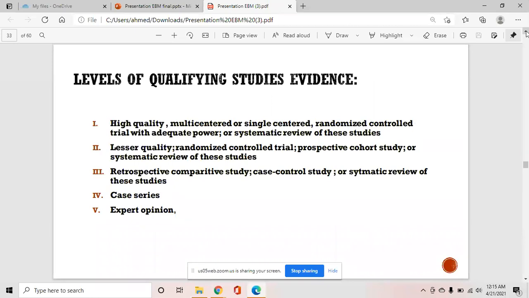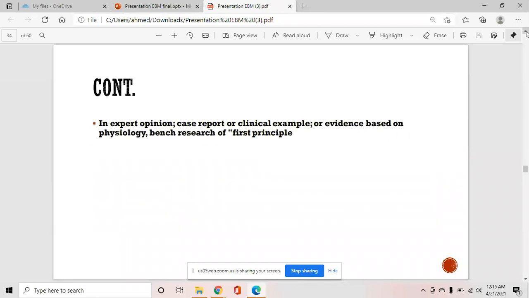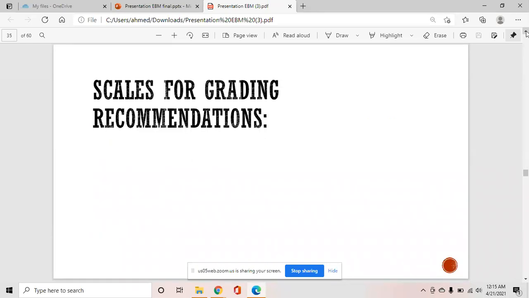Levels of qualifying studies evidence. There are also 5 levels for these. Again, level 1 is high quality, multi-centered or single-centered randomized controlled trial with adequate power, or systematic review of these studies. Level 2 is lesser quality randomized controlled trial, prospective cohort study, or systematic review of these studies. Level 3 is retrospective comparative study, case control study, or systematic review of these studies. Level 4 is case series. Level 5 is expert opinion, case report or clinical example, or evidence based on physiology, bench research or first principle.